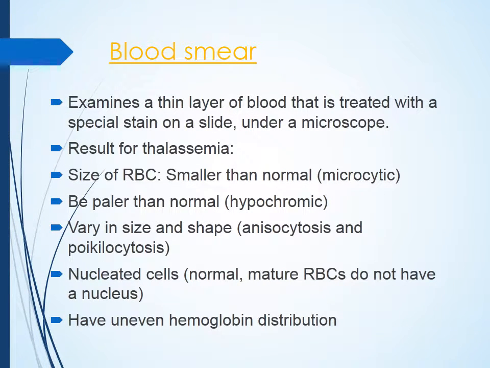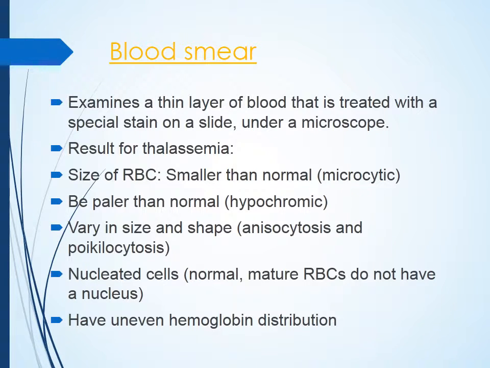Blood smear. A blood smear examines a thin layer of blood that is treated with a special stain on a slide under a microscope. The result of thalassemia for blood smear is that the size of red blood cells is smaller than normal, which is microcytic, and paler than normal, which is called hypochromic. So, microcytic hypochromic anemia was diagnosed.